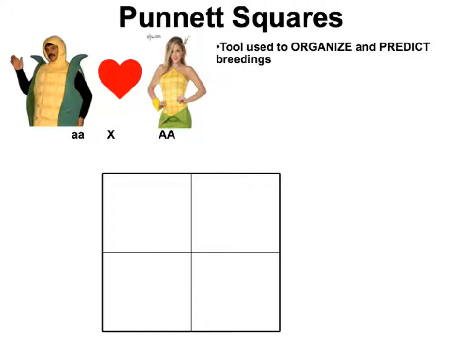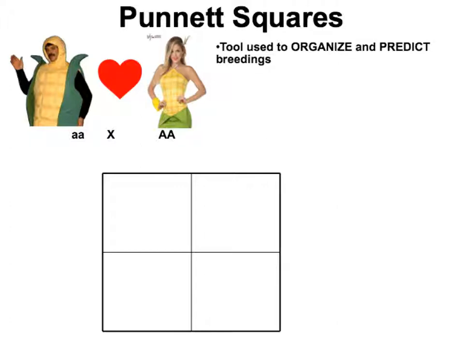Now remember, what we're trying to do is to explain why a purple corn and a yellow corn give a purple corn, but not only that, but why the offspring have a different genotype from both of the parents, but the same phenotype. To help explain this, we're going to use a tool called a Punnett Square. And that just helps us organize and predict breedings.